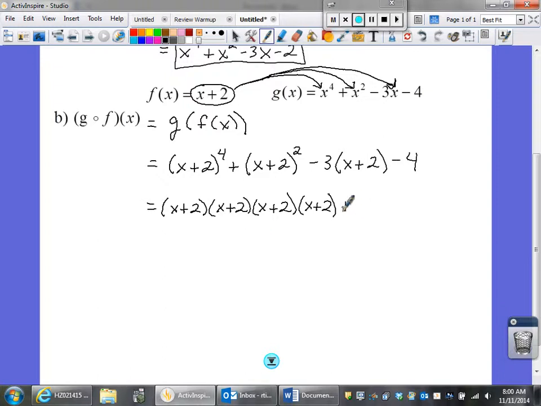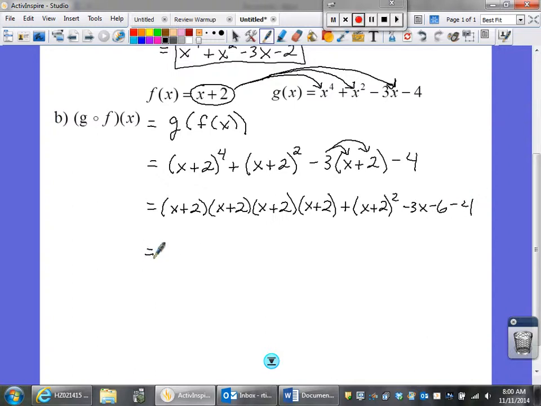Now, I'm going to wait for a moment before I fill him in, and the reason I'm going to do that is because I'll figure out his answer from this side over here. And this one right here I can distribute. And I can say this is minus 3x, minus 6, and then bring down the minus 4.